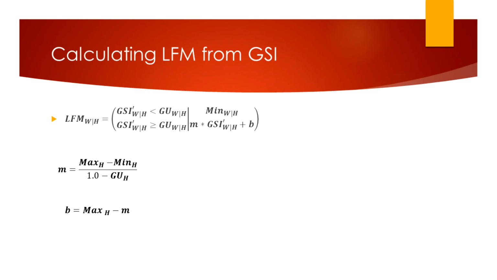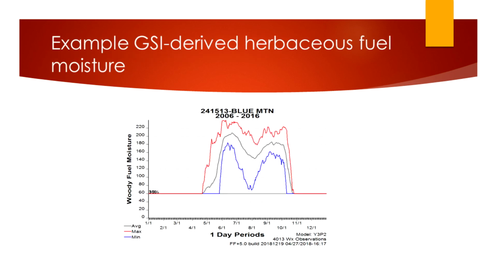And when the value of GSI is equal to the green up threshold, the live fuel moisture is at the minimum for that fuel type. So it would be at 30% for herbaceous fuels and 60% for woody fuels. And then it would increase or decrease linearly in between as the GSI increases or decreases above that green up threshold. And this is just an example of what that looks like.